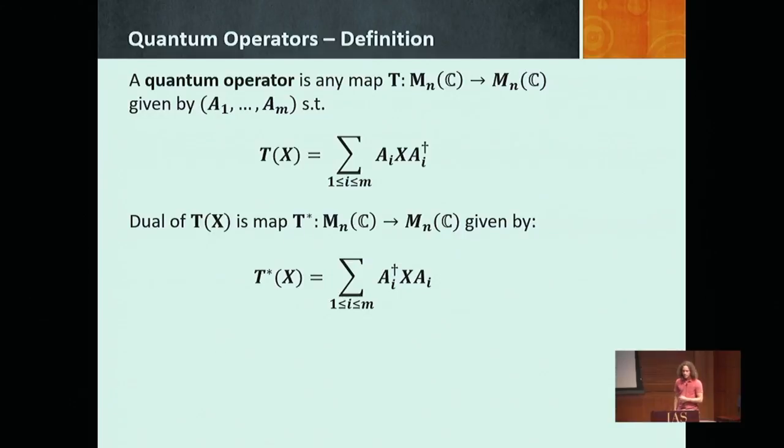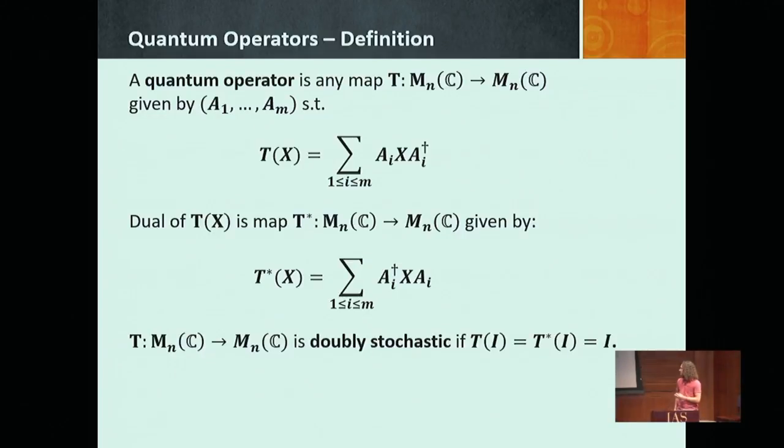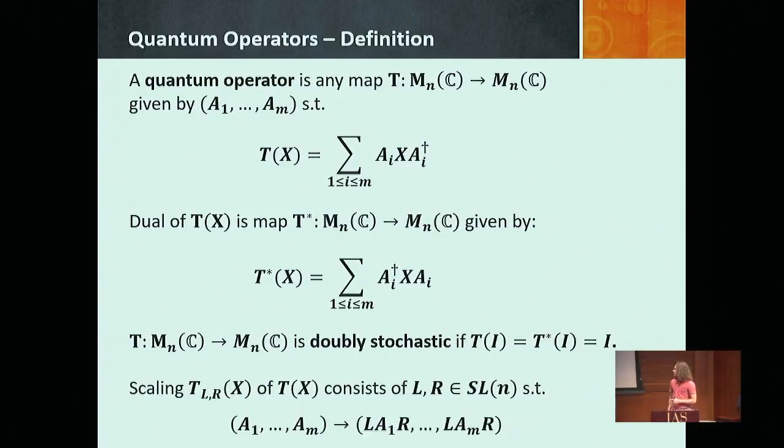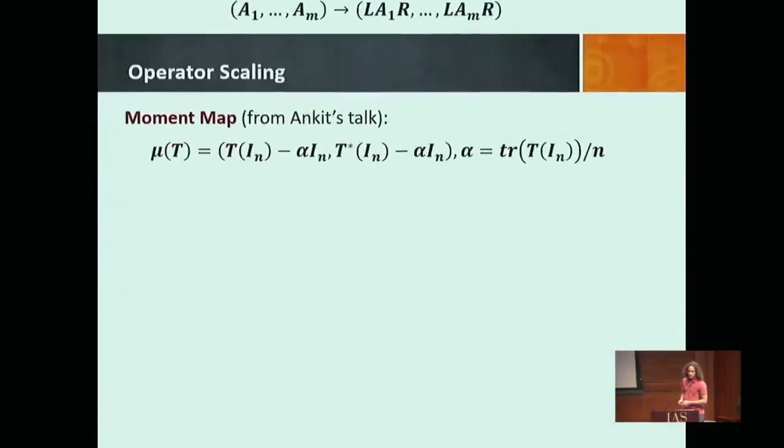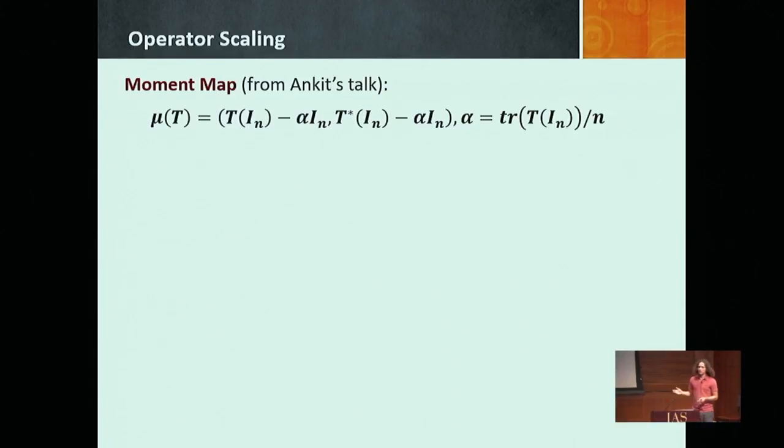As we saw, just a recap from Monday, T is doubly stochastic if the identity is a fixed point of both maps. A scaling of this operator, which I'm going to denote by a left and right matrix, consists of 2 matrices in SL_n, so 2 invertible matrices of determinant 1, such that I multiply each of the A_i simultaneously on the left and on the right. If we follow the same template from Ankit's talk, Ankit showed us that the moment map for this group action is exactly the moment map for the operator T.